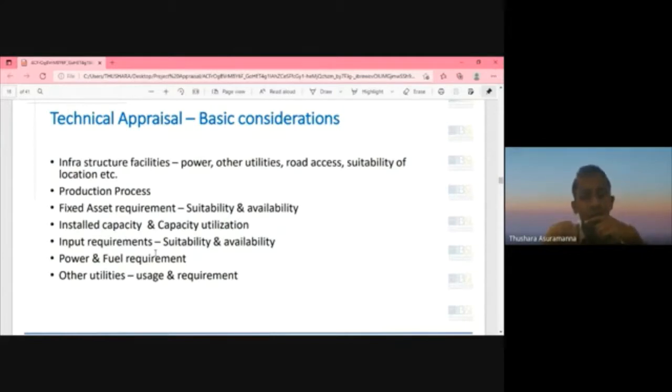Then production process. What could be the process that you are going to deploy? The features of that: whether it's up-to-date technology, whether it's in line with Sri Lankan culture, whether it has a tested method relevant to the particular industry. Those are the things that you need to look into. Fixed asset requirement. Whether you are planning to purchase machinery of different types, whether they are up to date, and whether we have the capacity and knowledge to run those things, right?